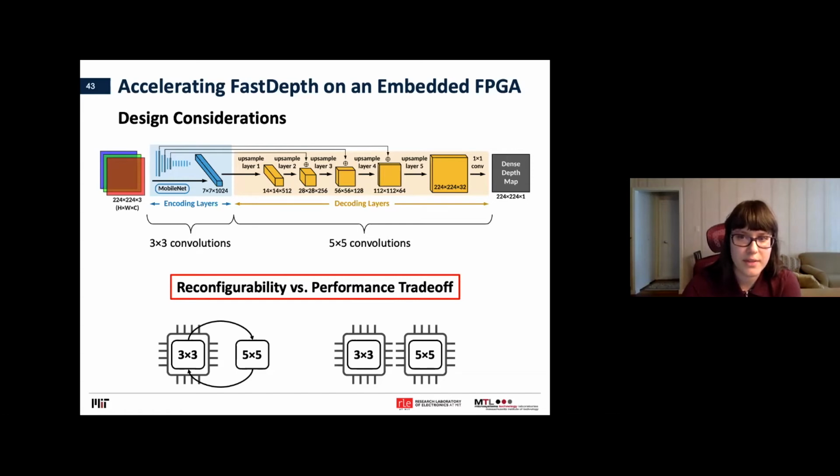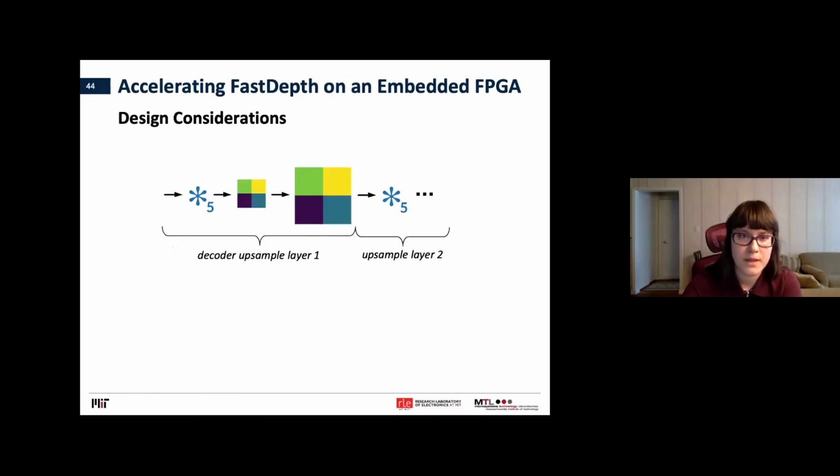Making the hardware reconfigurable would incur area and energy costs. Designing a separate accelerator for 5 by 5 convolutions would also incur area and energy costs. In our approach, we actually revisit the FastDepth DNN model definition itself to see if we can make any modifications there to address this design challenge. We'll recall that in the decoder, every upsample layer consists of a 5 by 5 convolution, followed by nearest neighbor interpolation. However, this means that the 5 by 5 convolution in each subsequent upsample layer will have its 5 by 5 convolution following the previous interpolation. As a result, there is some structure to this convolution that we can exploit.